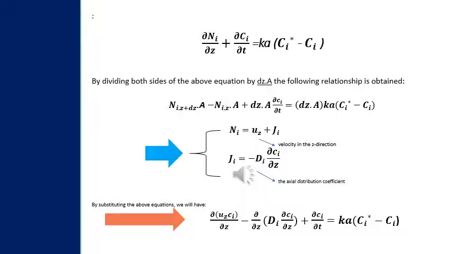In the above equation, we have the velocity in the direction and the axial dispersion coefficient. By substituting the above equation we will have, and by assuming that the axial dispersion coefficient does not depend on the direction, we will have the equation that you see.